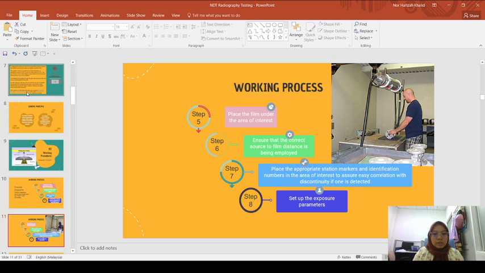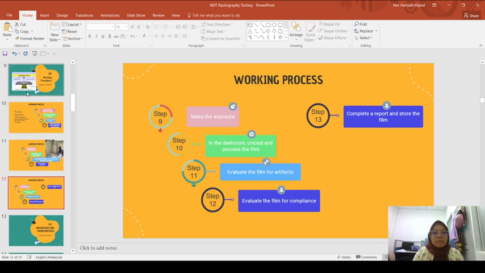We need to set up the exposure parameters, make the exposure in the dark room, unload and process the film, evaluate the film for artifacts and for compliance. The last one, complete a report and store the film.